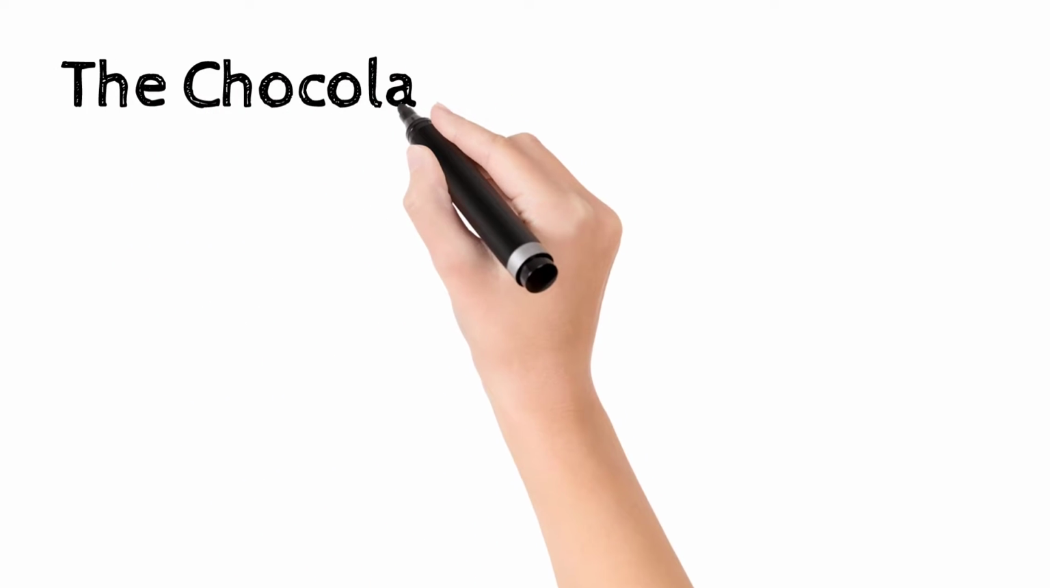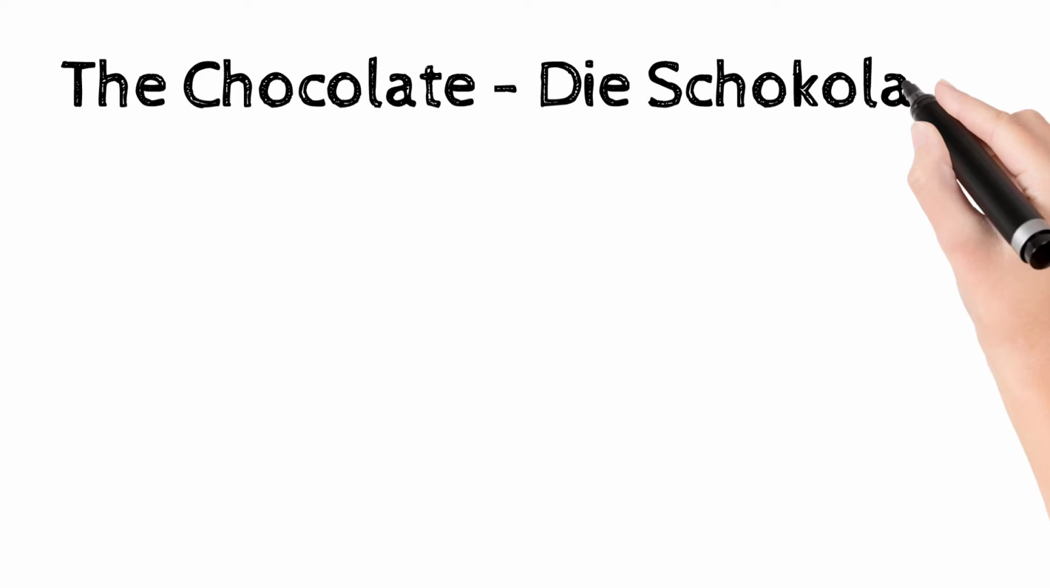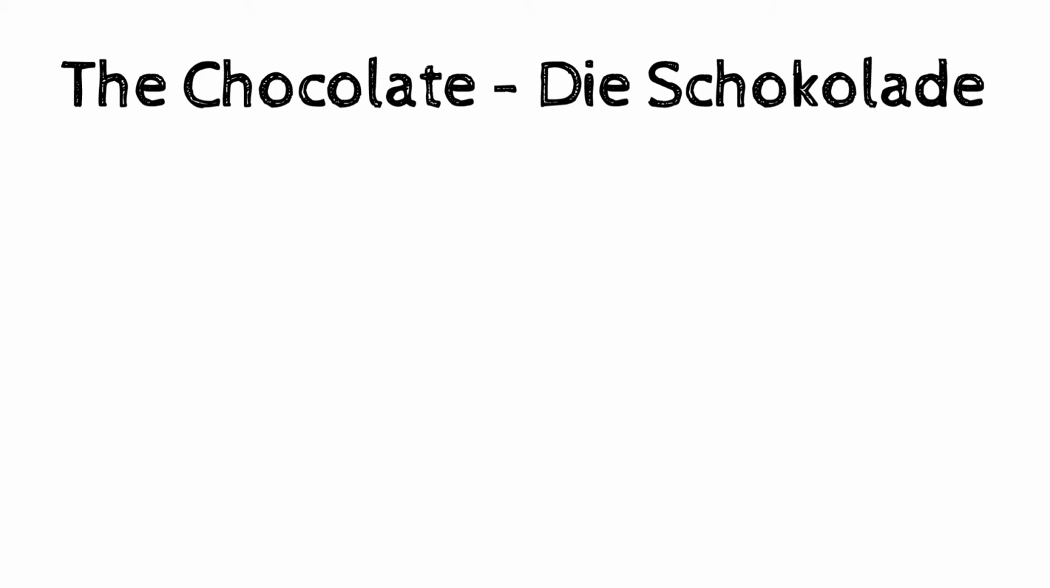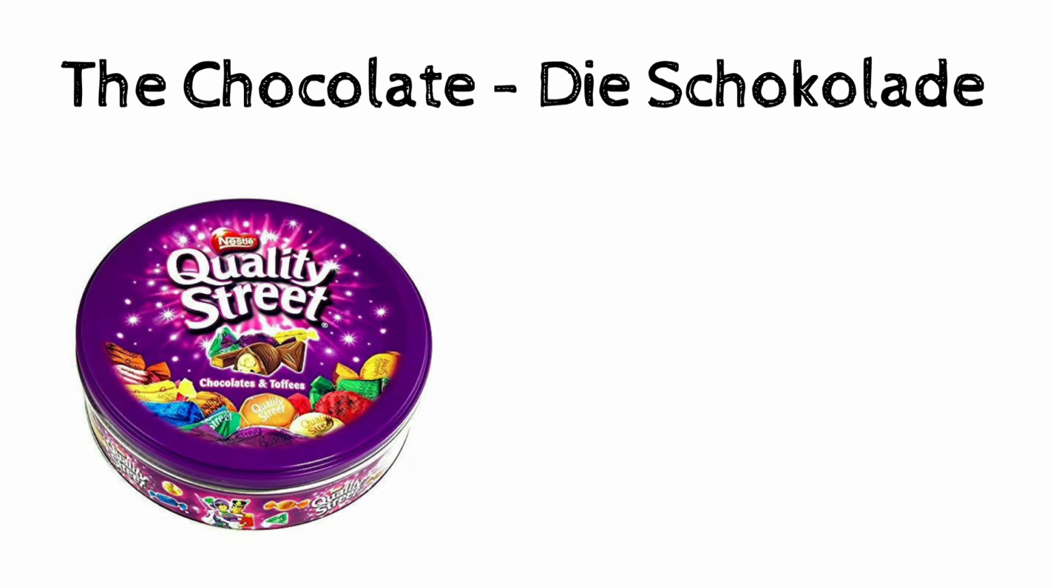The chocolate. Chocolate is known as die Schokolade in German. Go to Food Items in German Part 1 to see detailed information on Schokolade and Schokoriegel. What is the difference between both of them? Both are chocolates, but what is the difference between them? Go straight to Food Items in German Part 1.